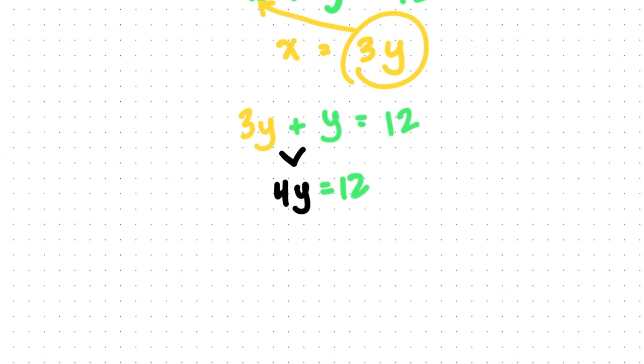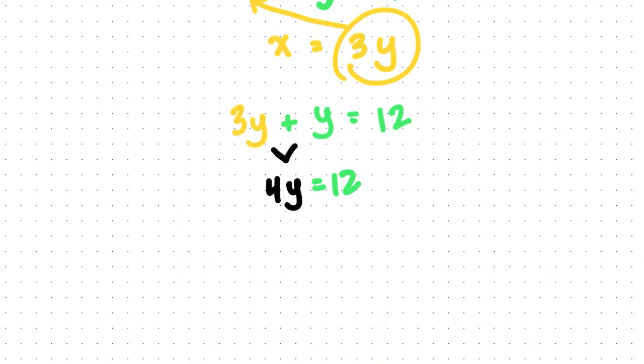And now I have 4y is equal to 12. I want to know what just 1y is equal to. So I'm going to divide by 4 on both sides. 4y divided into 4 groups is equal to 1y per group. And that 1y per group is going to have 3 units in each of them. So we know y is equal to 3 now.